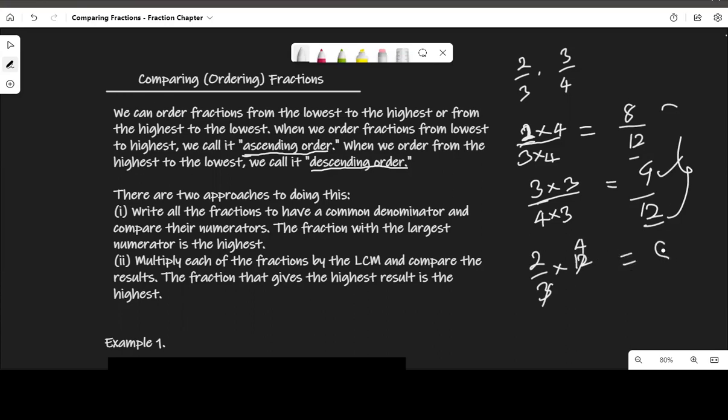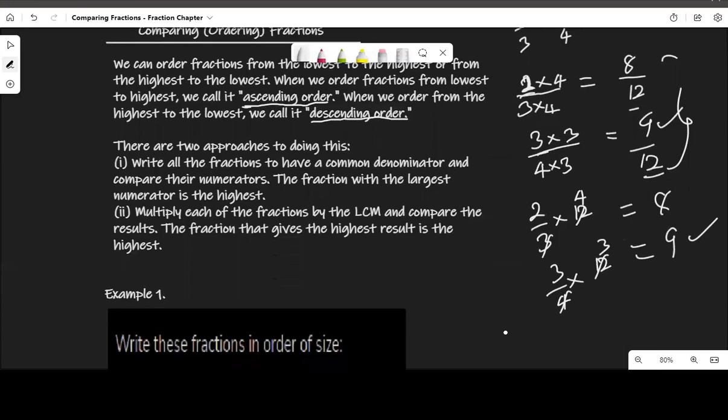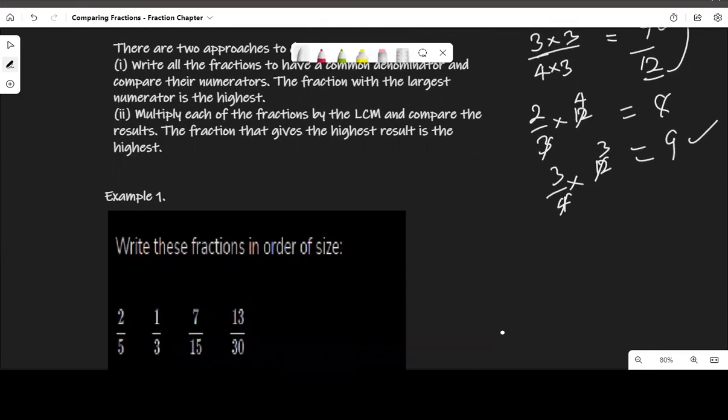2 times 4 is 8. The other fraction is 3 over 4. So I multiply that by 12. 4 goes into 4 once, 4 goes into 12 three times. 3 times 3 is 9. So since this fraction, 3 over 4, gives me a bigger result, 9, that means 3 over 4 is bigger than 2 over 3.